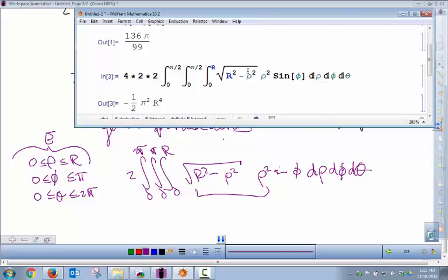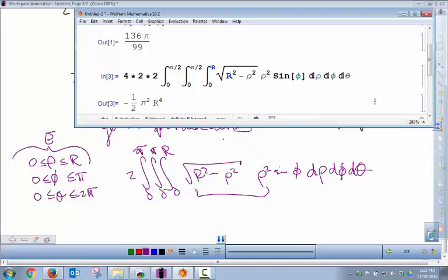No. Damn it. 0 to r. Is it this answer though, except positive? Yeah. Okay, it's positive. I'll have to think about why it's negative.